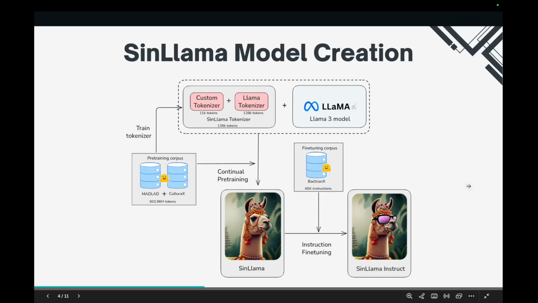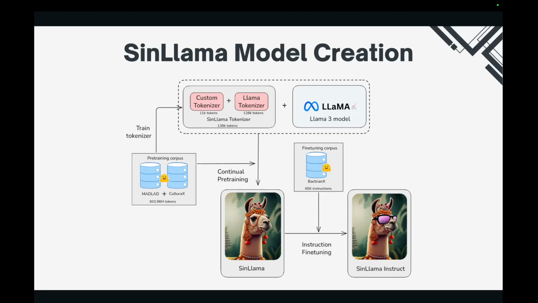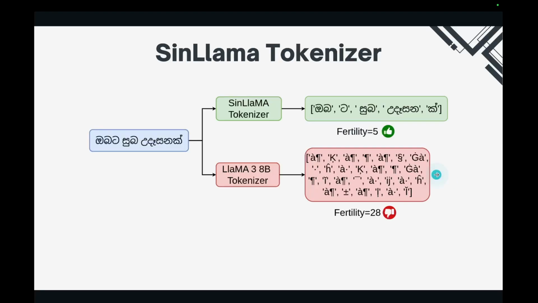Now let me walk you through how the tokenizer works and why it's very crucial in this. Let's take this simple Sinhala sentence, "Obata Subu Dasanak". If we tokenize this sentence using the Llama 3 8B tokenizer, we would end up with something like this. As humans, we don't understand this, and even if we feed it to a model, you can see that the fertility is 28, which is not a very good number.